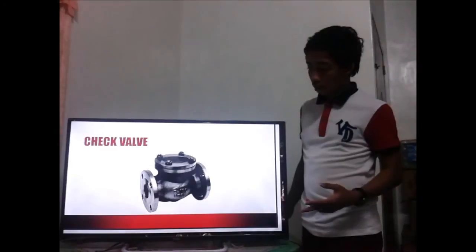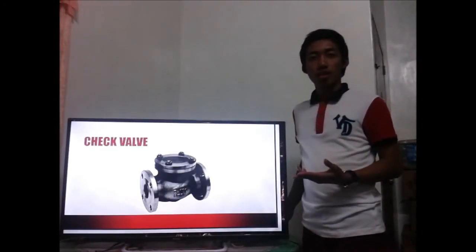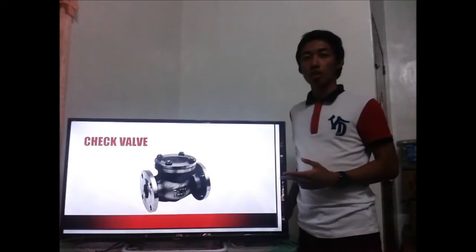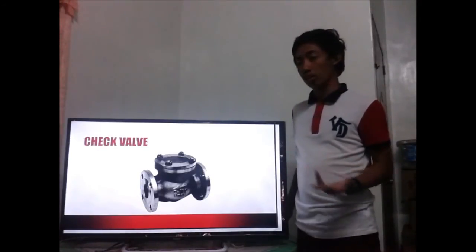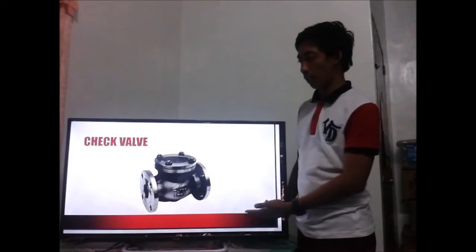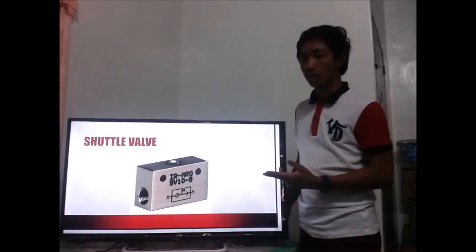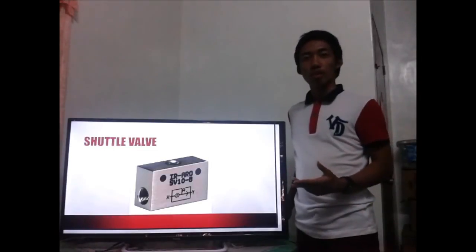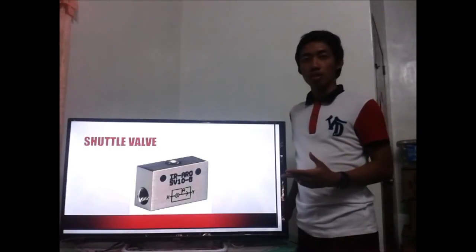Next is check valve. Check valve is one-way valve which normally allows fluid to flow through it in only one direction. This is the example of the check valve. Next is the shuttle valve. The shuttle valve is a two-way inlet valve. It allows air to flow on both opposite directions.